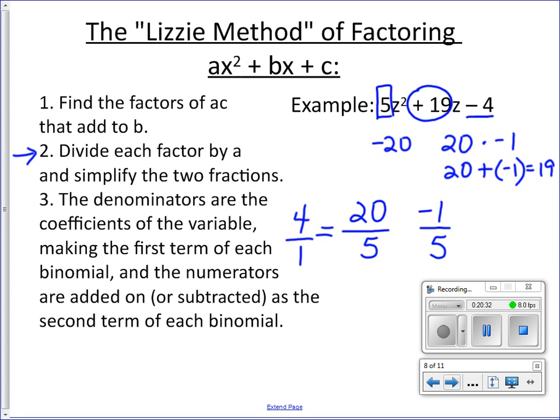Now here's the cool part. Step 3, the denominators are the coefficients of the variable, making the first term of each binomial. So let's do that part. I'm going to draw my parentheses. And notice my denominators are a 1 and a 5. So since we're using z as our variable, our first term is going to be 1z, which of course I would not have to show the 1, and 5z.